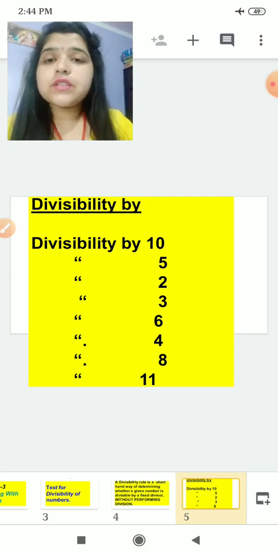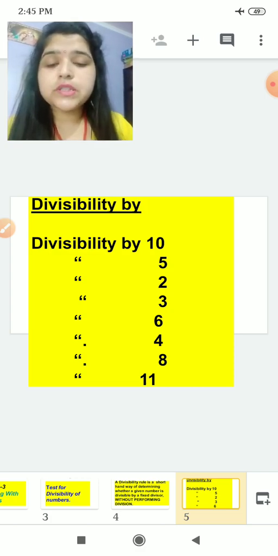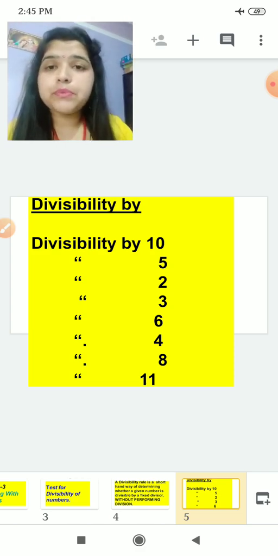We have discussed divisibility by 10, divisibility by 5, divisibility by 2, divisibility by 3, divisibility by 6, 4, divisibility by 8, divisibility by 11. Okay, you have to learn this. It will help you in future also.